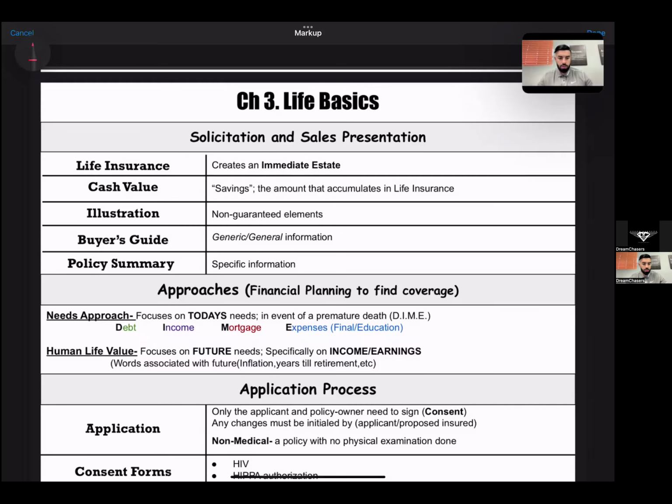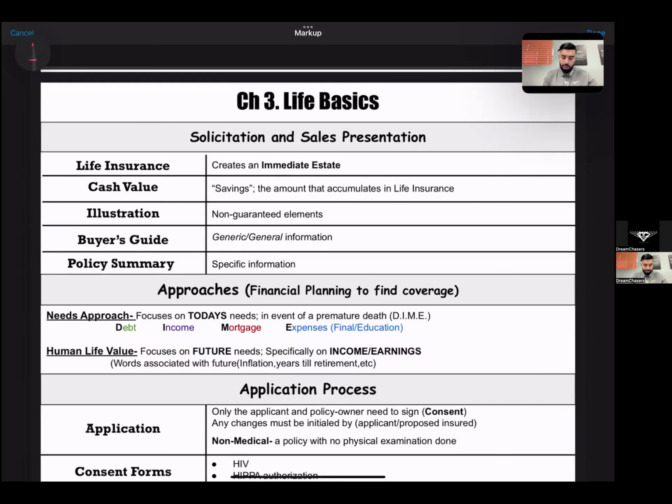So, chapter three will be covering life insurance basics. Once again, just more terminology on understanding how different life insurance policies and contracts work, just things that you're going to find inside of a policy. Okay. Following up on chapter two.